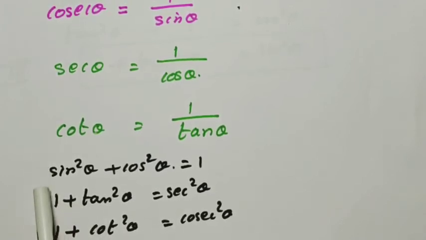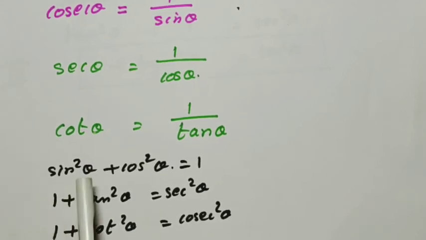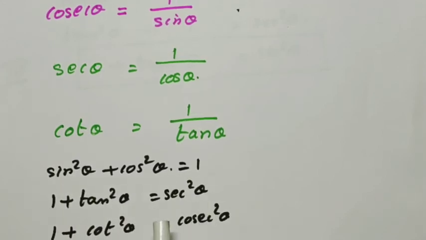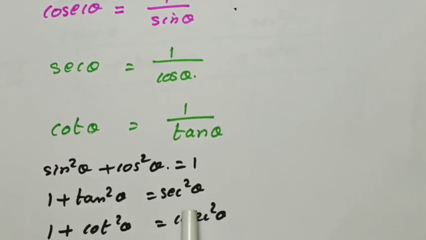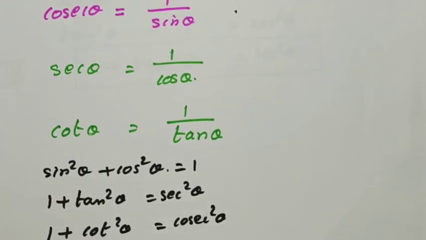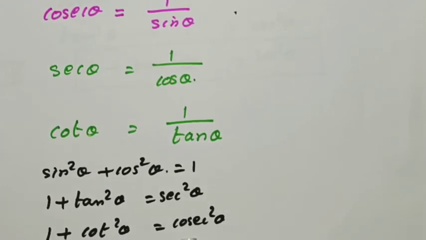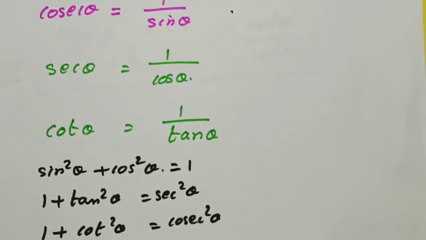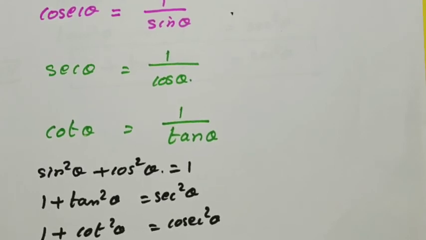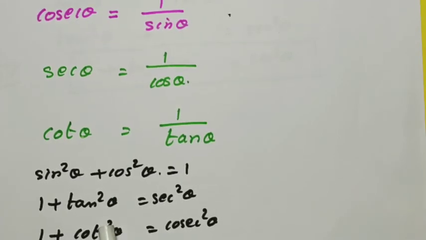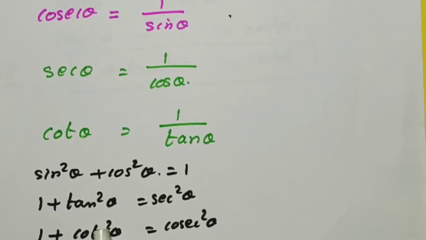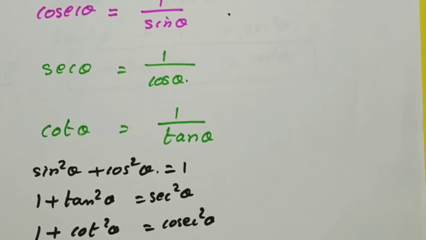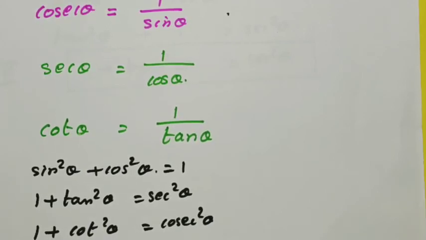You have to remember only 3 identities, not many. Once again: sine square theta plus cos square theta is equal to 1. 1 plus tan square theta is equal to sec square theta. 1 plus cot square theta is equal to cosec square theta. So learn these identities so that you can do all the proof type of sums of this chapter. Since the chapters are fewer, you will get more questions from all the chapters. So learn these formulas and identities so you can answer all the questions of this chapter.